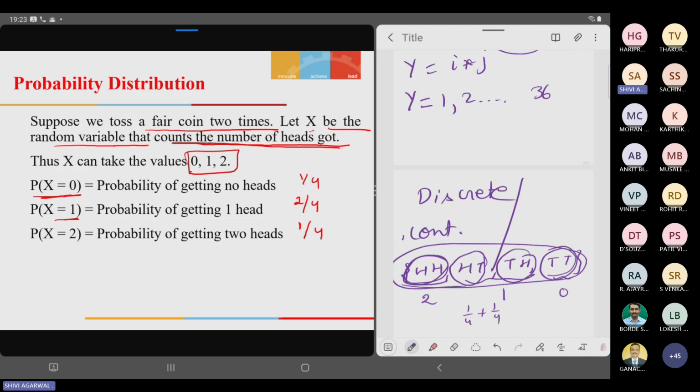Okay, count the number of heads. Clear? So it is a simple example. Don't be confused here. You can find out this probability. Only we are not taking the event. We are not writing the event. We are just writing the value of the random variable that varies from 0, 1 and 2 only.